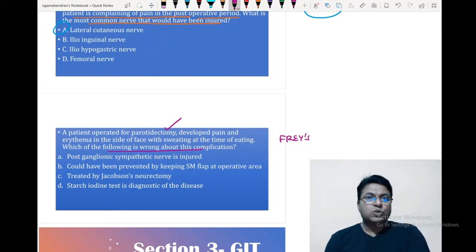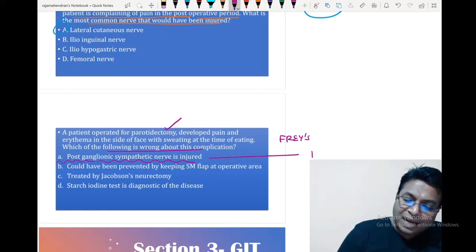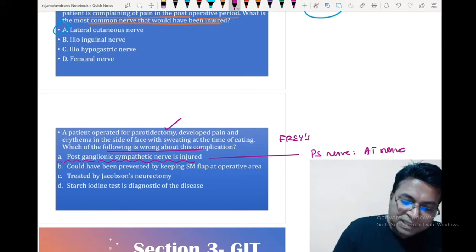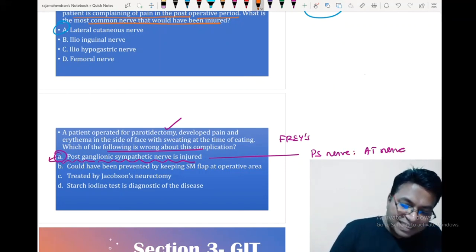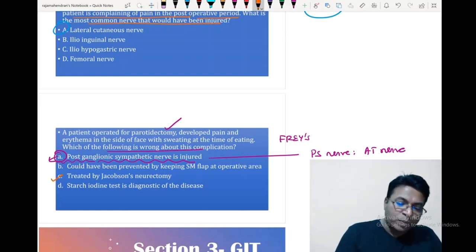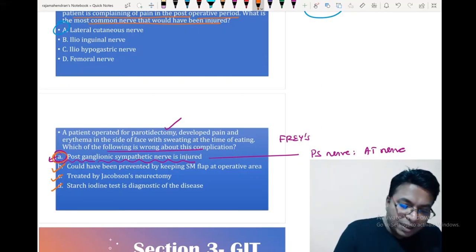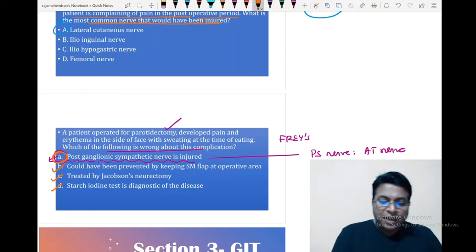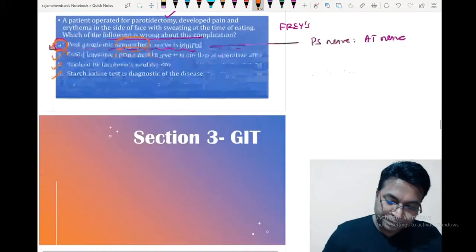So Frey syndrome, which is wrong? The first line of the question itself is clear. Post-ganglionic sympathetic nerve is injured is wrong. It is the post-ganglionic parasympathetic nerve which is injured, which is the auriculotemporal nerve. It is not the sympathetic nerve. It is treated by Jacobson's neurectomy. Old treatment is true. Starch iodine test is used, true. Can be prevented by keeping a sternomastoid flap is also true. So the answer is very clear. The first answer is the right answer. It is not sympathetic, it is the parasympathetic nerve injured in Frey syndrome.